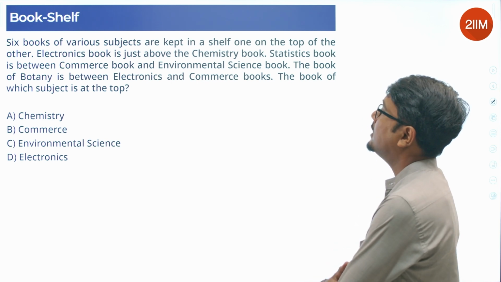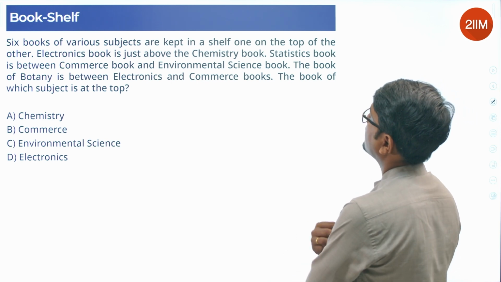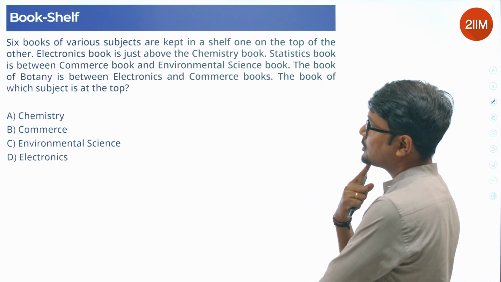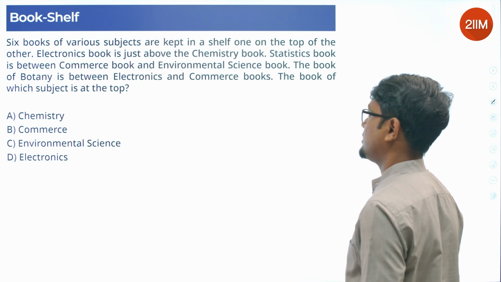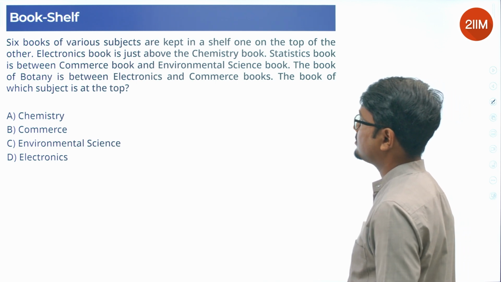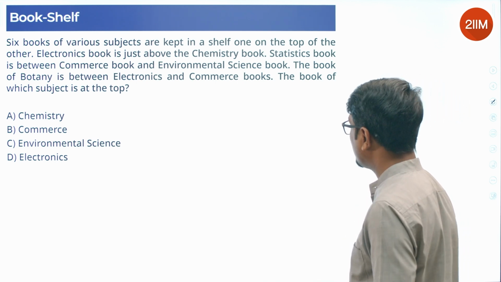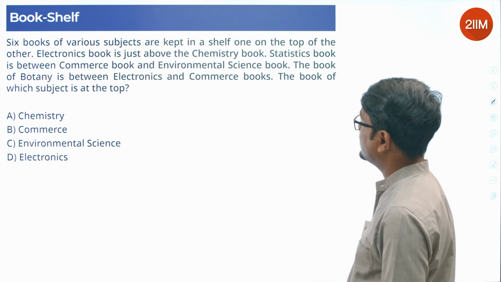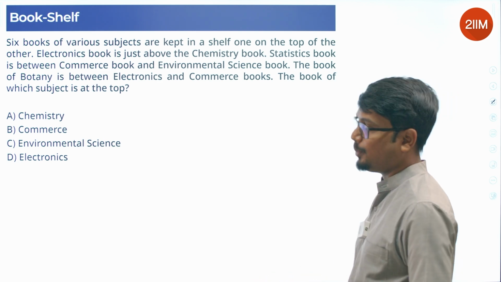Bookshelf. 6 books of various subjects are kept in a shelf, one on the top of the other. Electronics book is just above the chemistry book. Statistics book is between commerce book and environmental science book. The book of botany is between electronics and commerce book. The book of which subject is at the top?